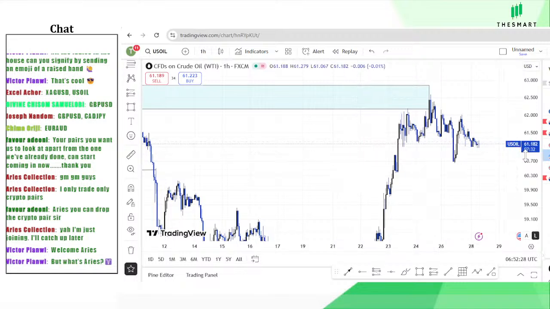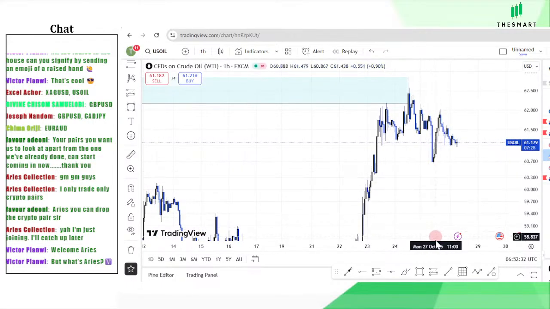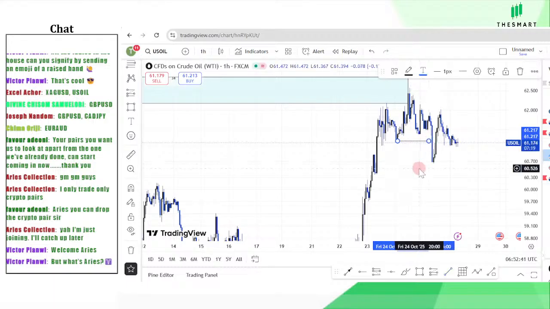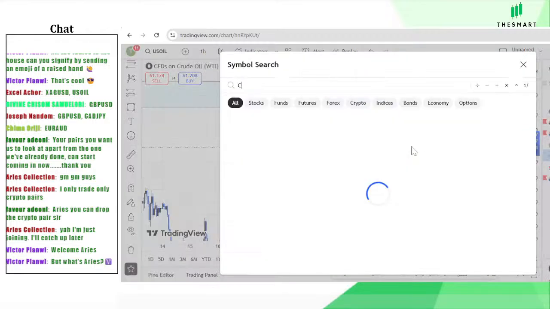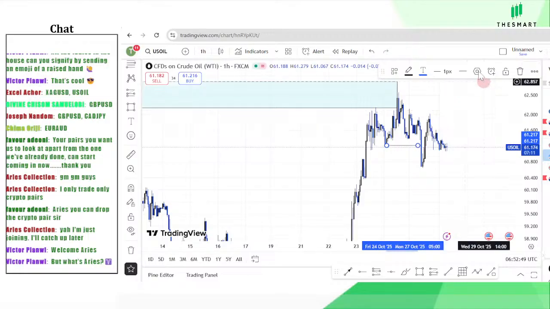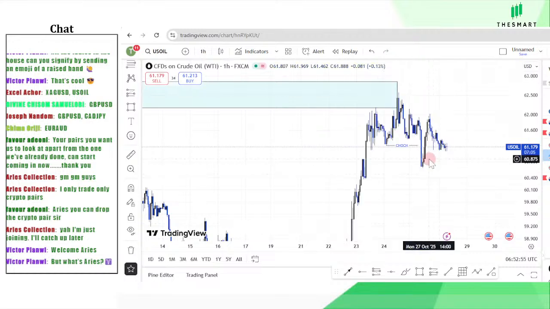Let's look at if all confirmations are checked. We can see that this point here gave us a valid change of character. This gave us a valid change of character here on this 1R. We had a valid change of character here on 1R. And price has already mitigated the supply and is dropping.